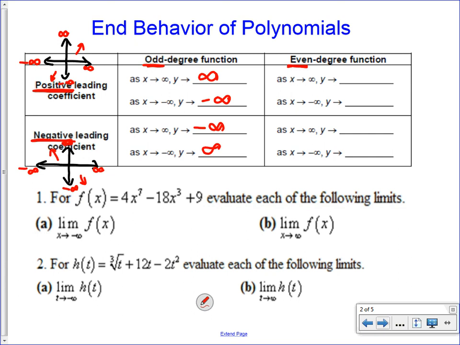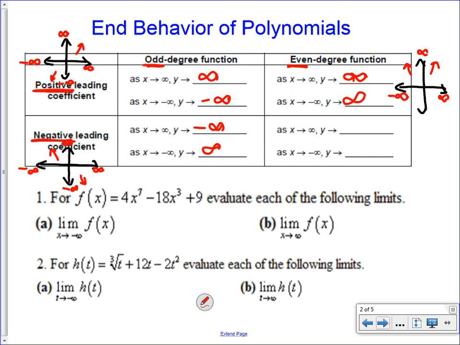If the polynomial is an even degree, so that would be like x squared, x to the fourth, then either both ends are up, and if the leading coefficient is positive, then both ends would be up, okay? So it looks something like this. So we would say, as x approaches infinity, y approaches infinity. As x approaches negative infinity, y approaches infinity again, okay?